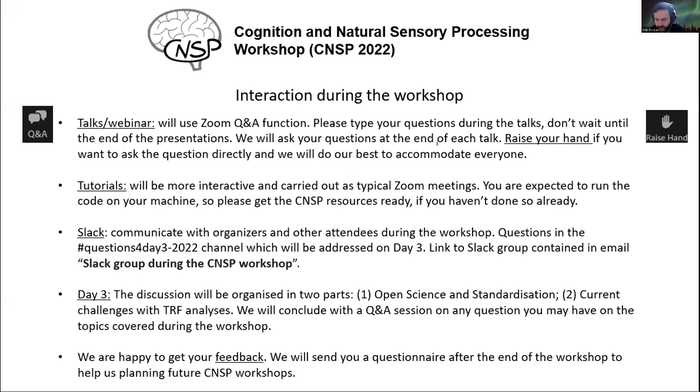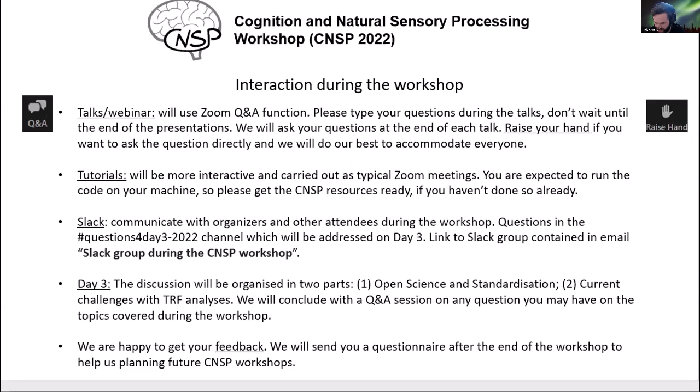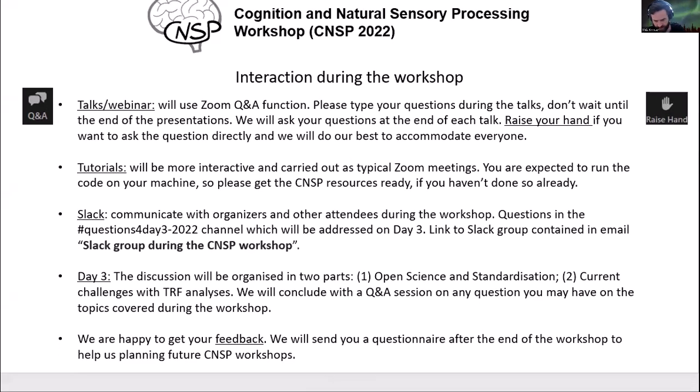Then in terms of more casual communication during the workshop, we're going to use Slack again. This will give you an opportunity to ask questions and interact with other attendees and organizers. If you have any particularly overarching questions that you think would be interesting for the discussion on day 3, you can post them into the questions for day 3 channel. So the link for the Slack group is contained in an email titled Slack group during the CNSP workshop. I also have a link to it down here, which I can just put into the chat here.